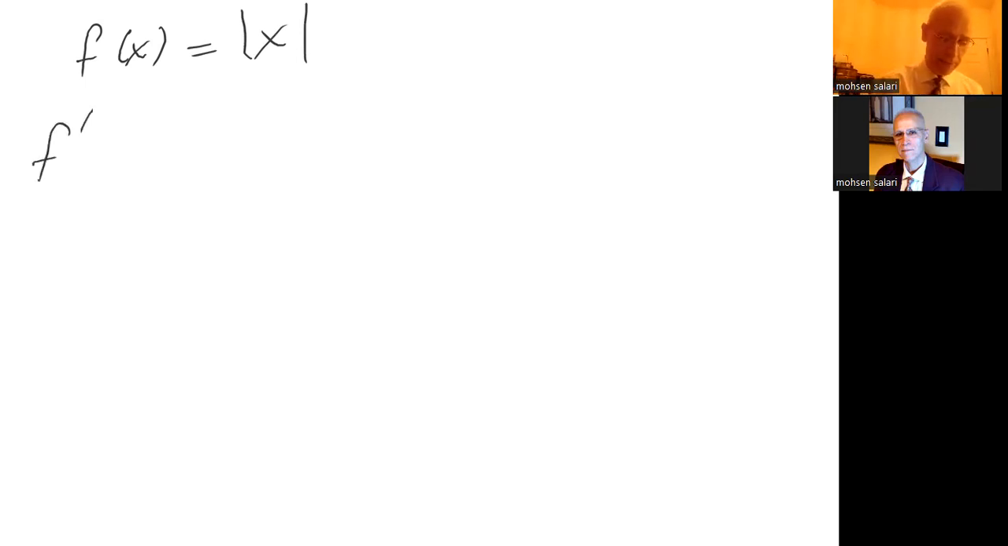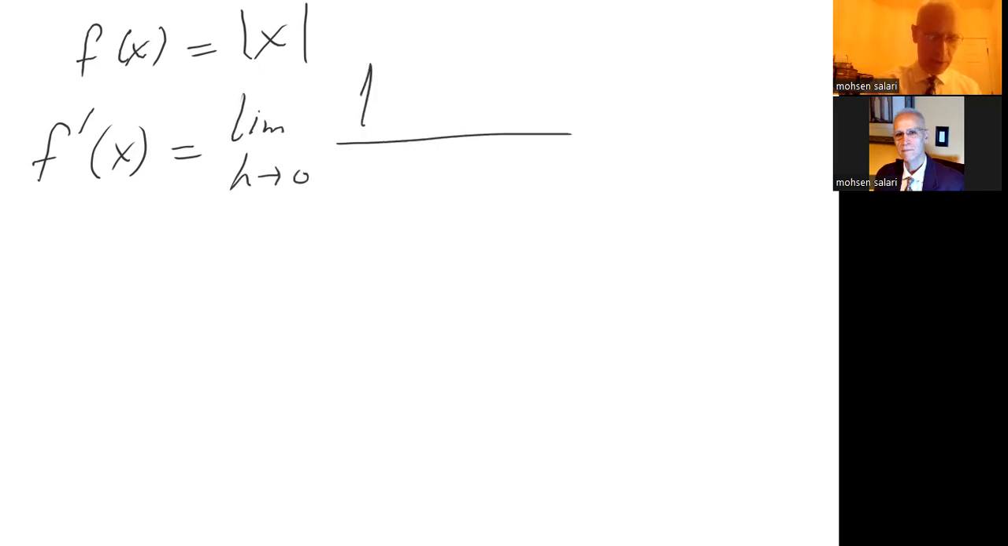Hello, Math 151. If f of x equals absolute value of x, what is the derivative? Well, what do we know? We know that the derivative, or f prime of x, by definition is the limit as h is approaching 0 of absolute value of x plus h minus absolute value of x, all over h.